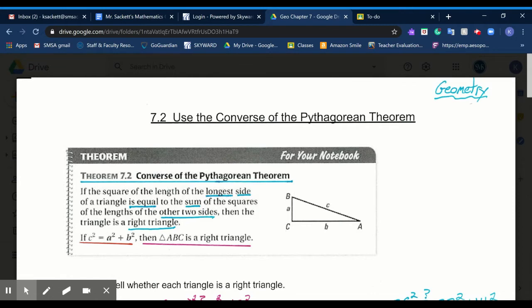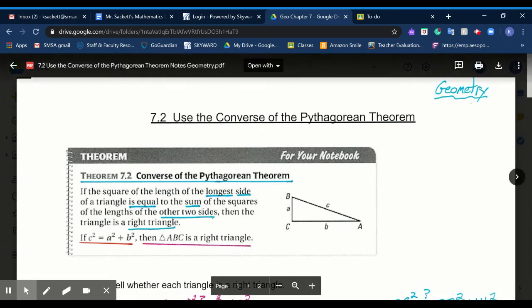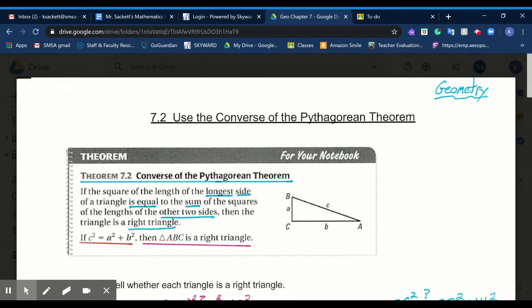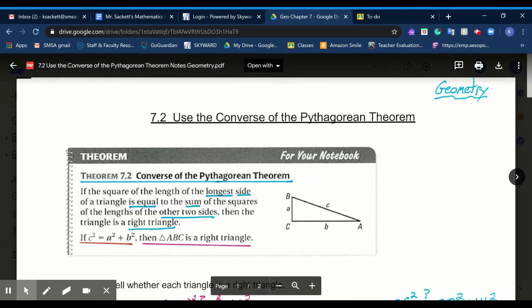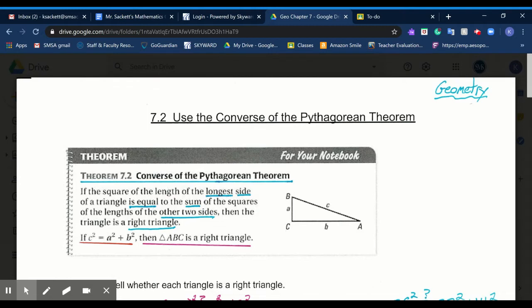So my recommendation is don't get lost in all of the wording and the definition. I would just focus on this piece down here. Think of the converse as if C squared equals A squared plus B squared, then it is a right triangle. So we don't know in this case that C is for sure going to create the hypotenuse of a right triangle, but C will always be the longest side still to check.